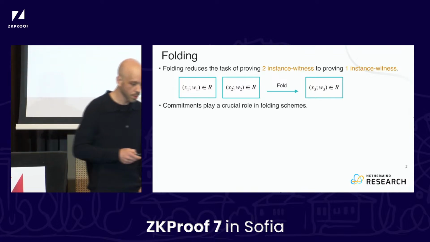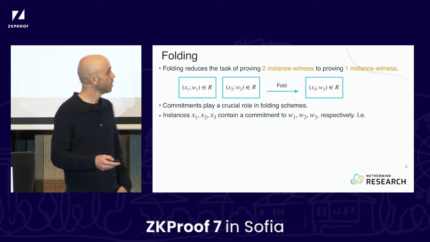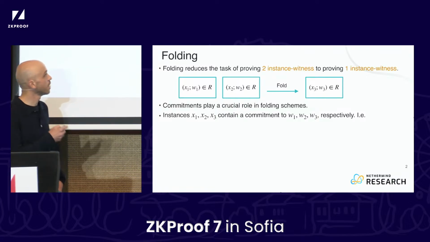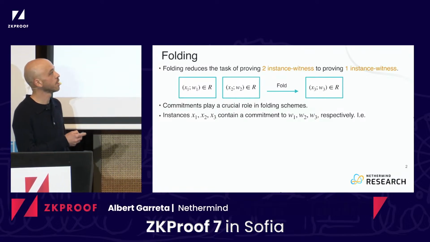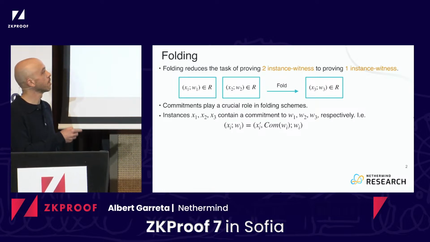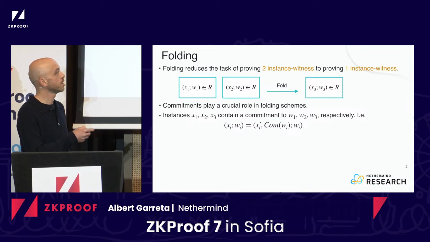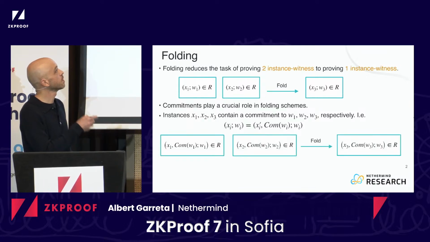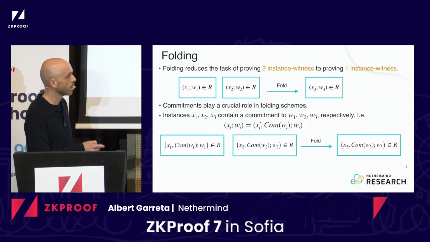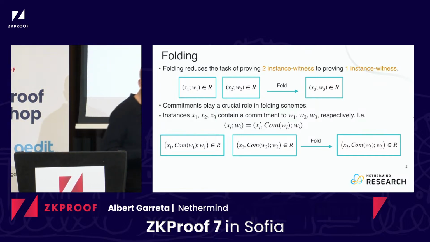Commitments are very important in folding schemes, and in general, the instances contain commitments to the witnesses. So these pairs look like this. The instance has an actual public instance and then a commitment to the witness. So this blueprint looks like this, really. You always have the commitment to the witness in the instance.